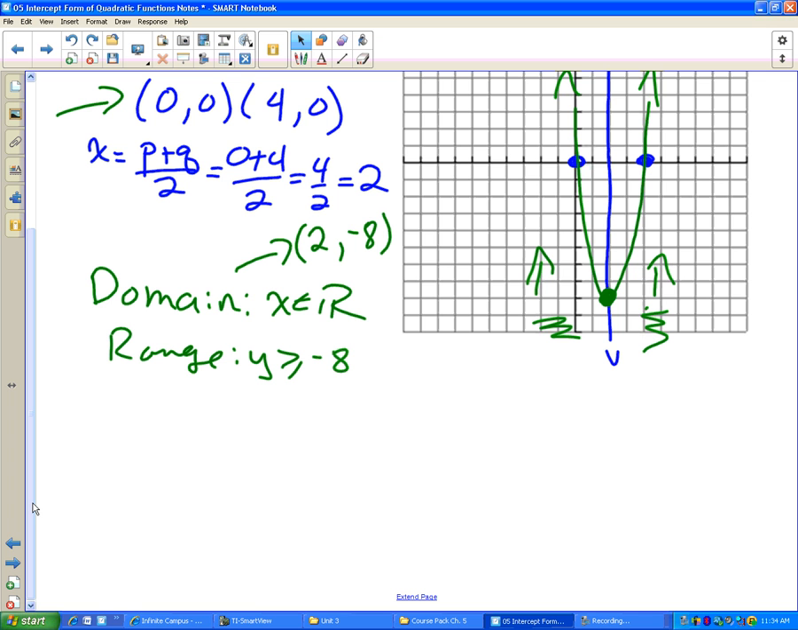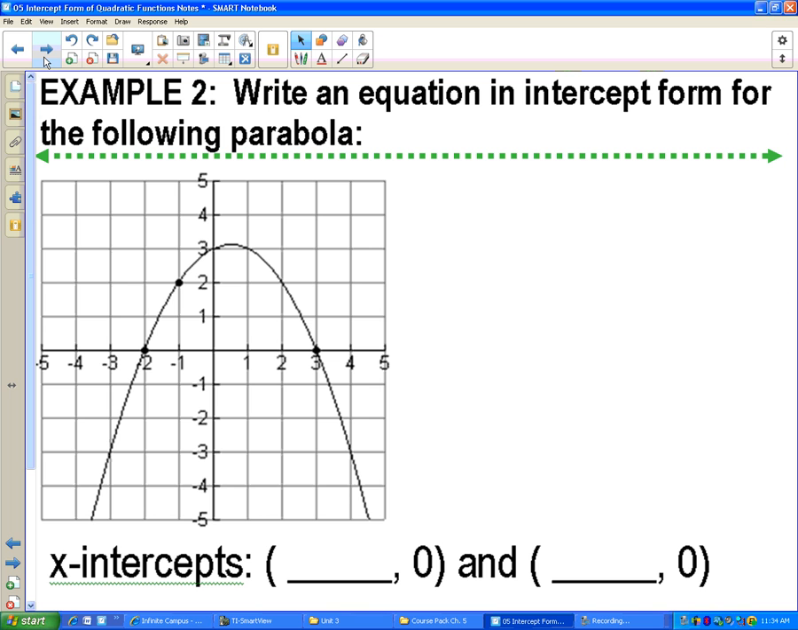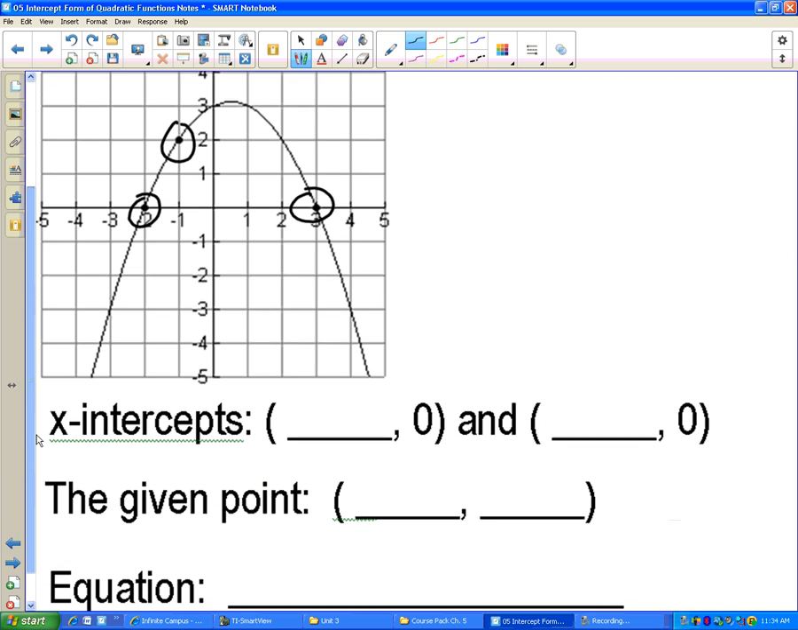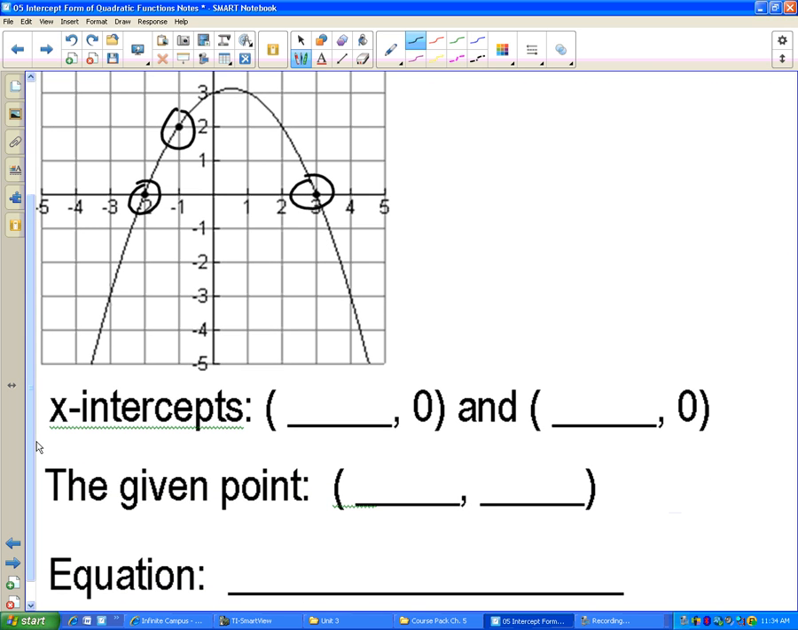That's graphing these. What if I give you a graph and you have to come up with the equation? Well, let's look at this. Here's a graph. Write an equation in intercept form for the following parabola. You're looking for three things. I'm looking for my two intercepts and a third point. So my x-intercepts are the coordinate -2, 0, which is this one, and the coordinate 3, 0, which is this one. The other given point is the point -1, 2.